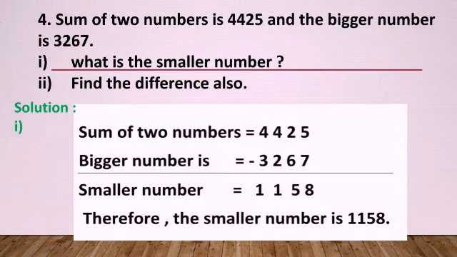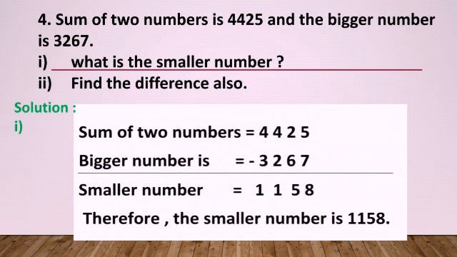So our fourth question is, it is not from your book. The sum of two numbers is 4425 and the bigger number is 3267. What is the smaller number? Find the difference also. So the sum of two numbers is given and the bigger number is given. So we have to find out the smaller number.